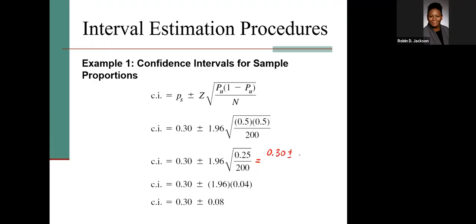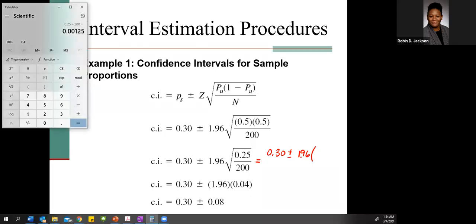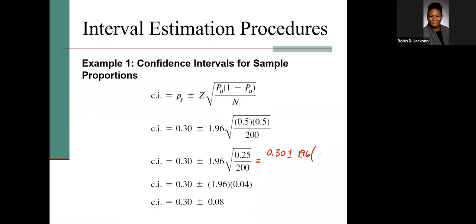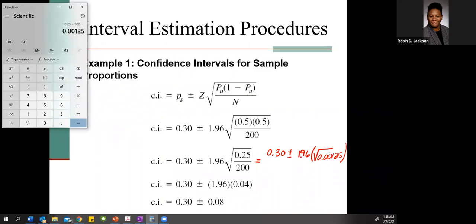0.30 plus or minus 1.96. Okay. Let's go back to the calculator. And so we want the square root of 0.00125. Ooh, there we go. Let me make sure that's what that number was. Yes, it was two zeros.